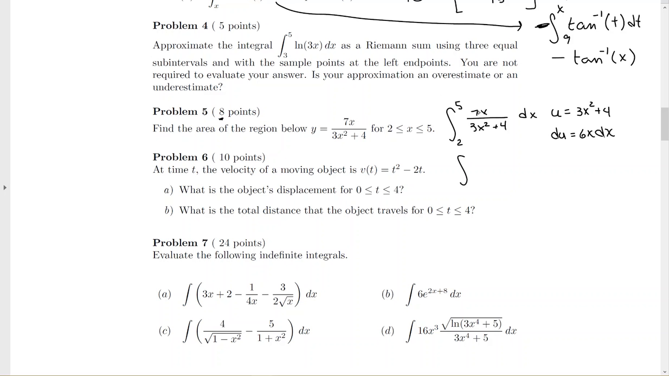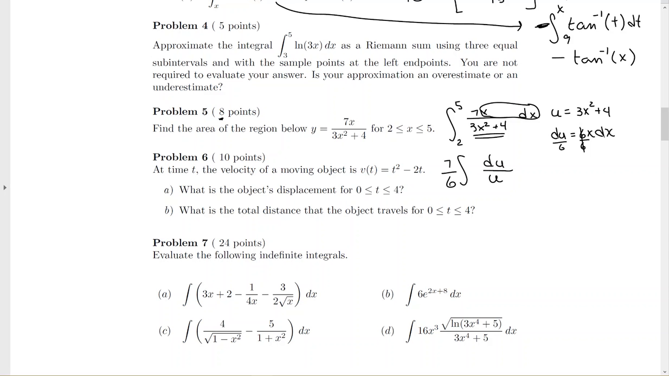Don't worry about it. I see an x dx, which is cool, because I have an x dx here, but I have a 6 in front of it. So I'm going to have to divide off the 6 to both sides. So when I put in du for this, the 6 is going to go down below. The 7 is going to come out front, du, and then this 3x squared plus 4 is just u.